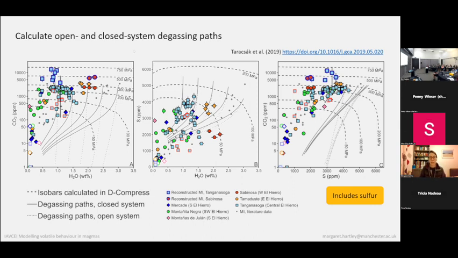And what he can see here is that neither the open nor the closed system degassing pathways particularly well match his data set, but in the sulfur carbon plot on the far right, you can see that the closed system degassing pathway comes much closer to matching the observational data. And this gives us some idea about how the vapor is behaving in this system.